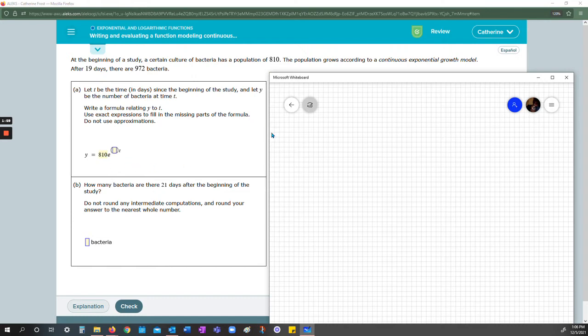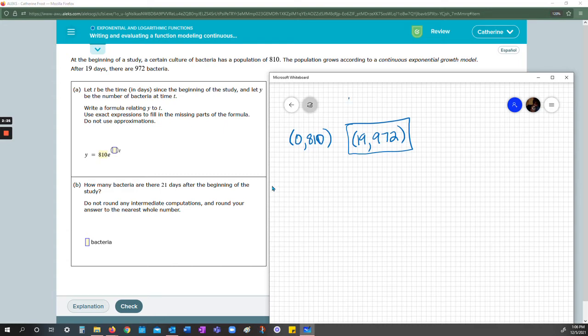So we know that at time t equals 0, it's 810 cells. And then at time 19 days, it's 972. So we filled in the 810 to this formula. We've put that in there. So now we're going to use this point to find the R.